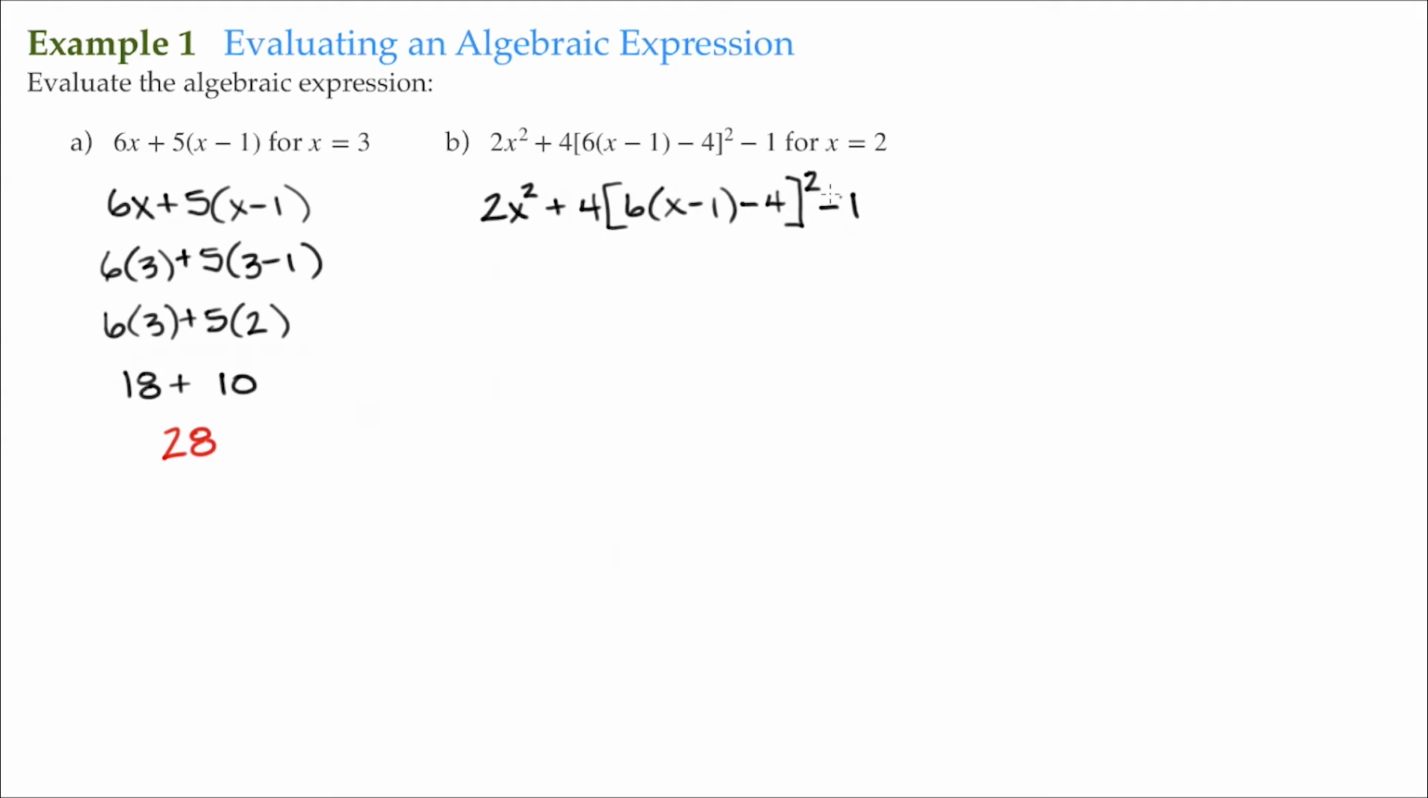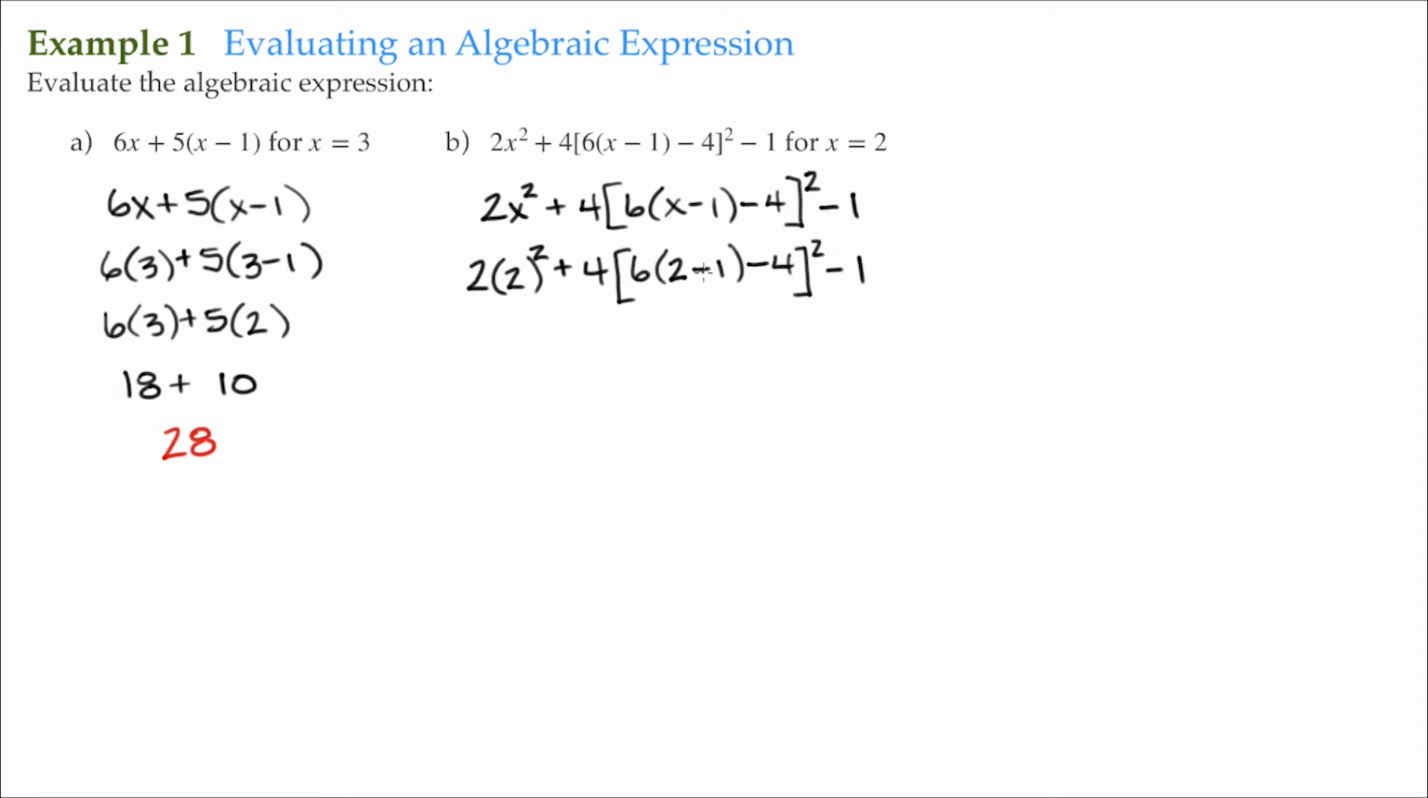Now what I'm going to do is I'm going to rewrite this, except I'm going to be substituting the value of the variable x, which is 2. So I'm going to rewrite this as 2. Again, I'm going to put it in parentheses. 2x, can you see it there? And then this is squared. Plus 4 times 6, x minus 1, minus 4, and then this is all over squared, minus 1.